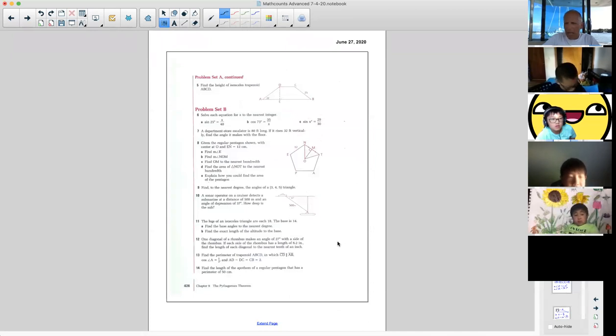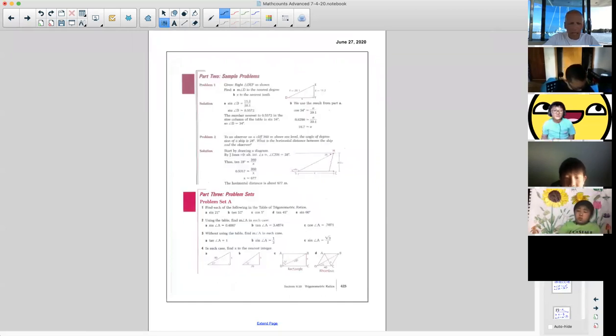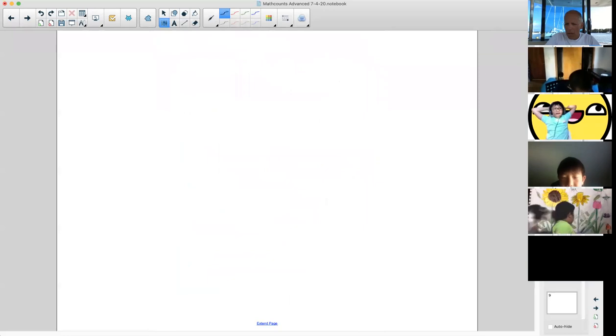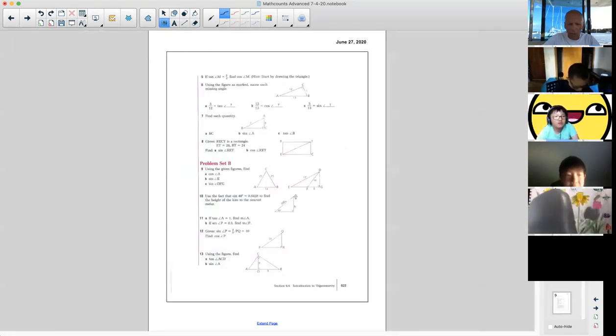Is it on this page? No, I think it's the next. Is it on this page? No. Is it on this page? No, I don't know where it is. Okay, so I'm just going to show you everything.